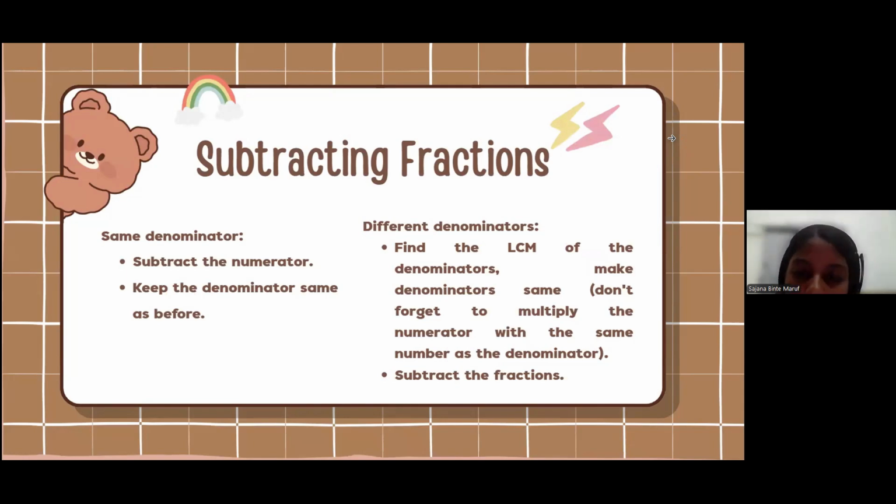And if the denominators are different, find the LCM of the denominators. Make the denominators the same. Don't forget to multiply the numerator with the same number as the denominator. Then subtract the fractions. It's just like the first example, but we need to multiply both the denominator and the numerator with the same number.